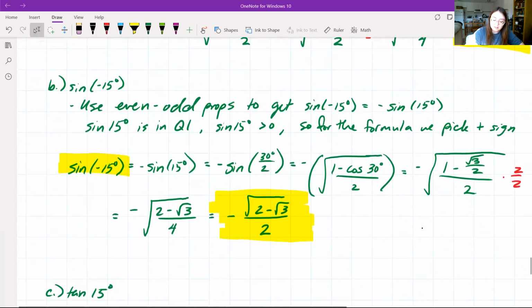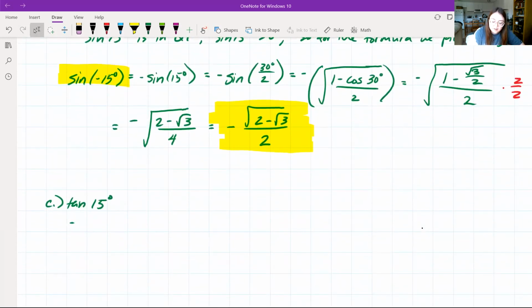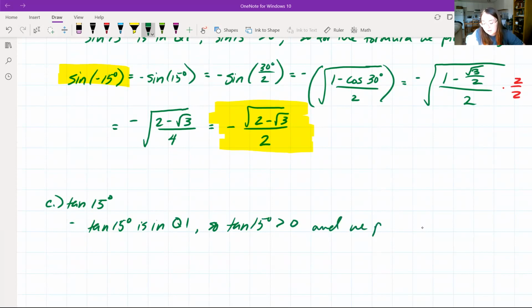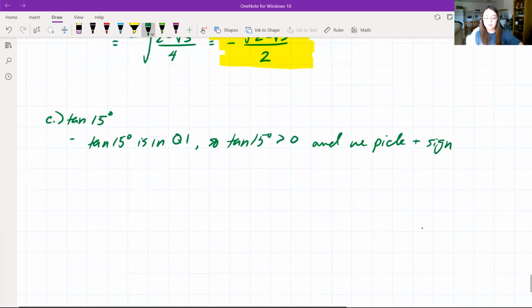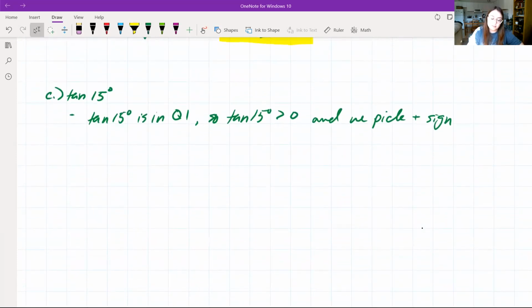Then we can just quickly identify that tangent of 15 degrees is going to be in quadrant 1. So it's greater than 0. And we pick the positive sign. All right, so we can go ahead and do this.